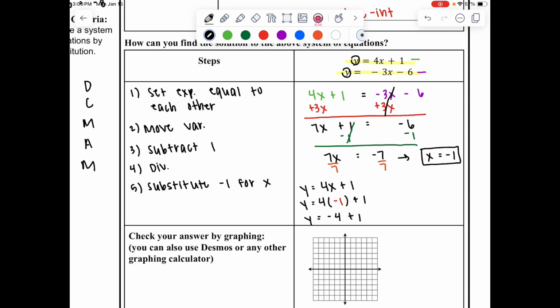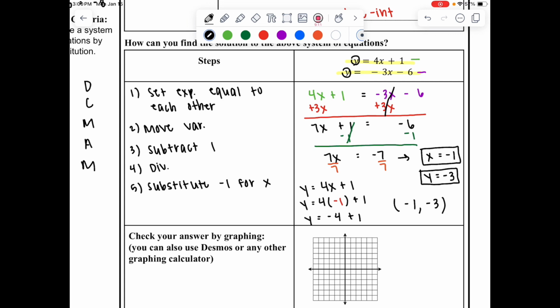So I just found out that x is equal to negative 1 and y is equal to negative 3, which means that as an ordered pair, I would have negative 1, comma, negative 3. So I said that in the opposite order that I meant to.